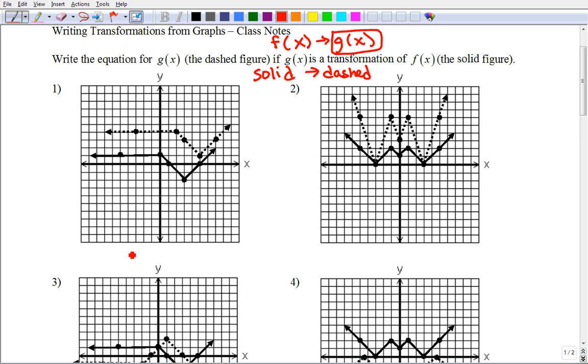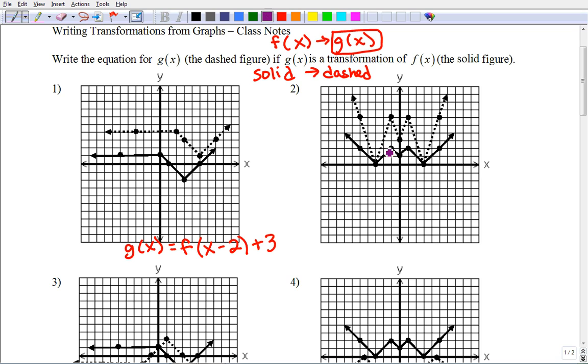So g of x is the equation we're writing down, but we're going to write it down as a transformation of f of x. So we went to the right 2 and up 3. So we went from f of x, so then we have x. So to designate going to the right 2, we write down minus 2, and then we went up 3, plus 3. So g of x is taking f of x, moving it to the right 2, and then up 3.